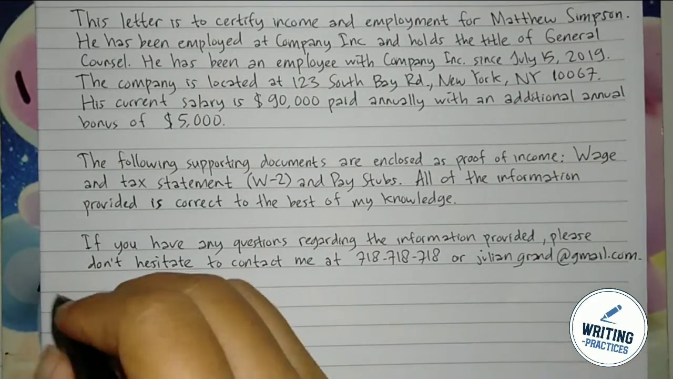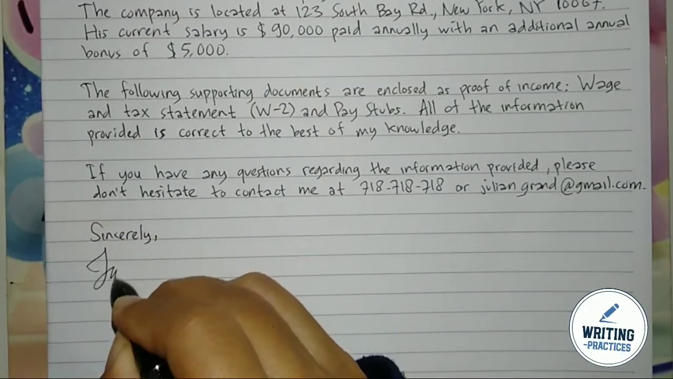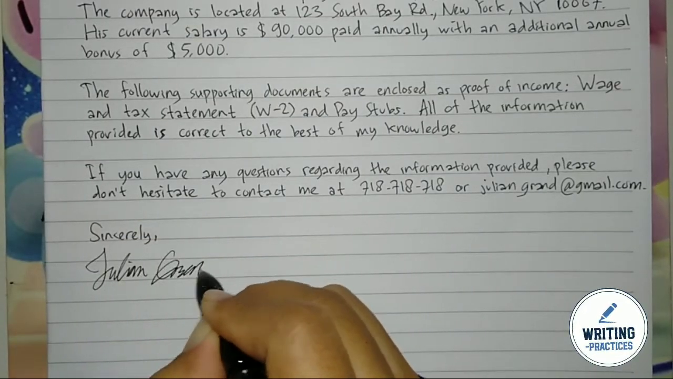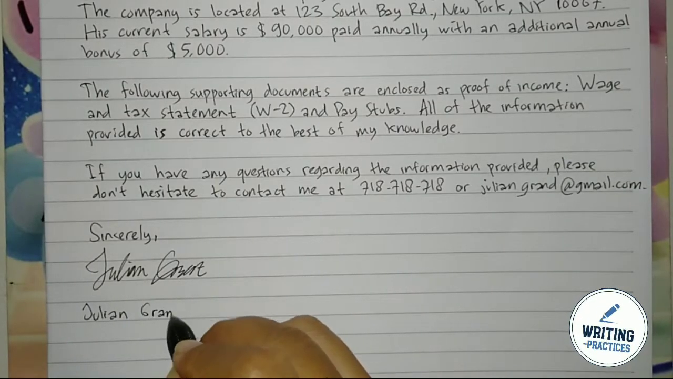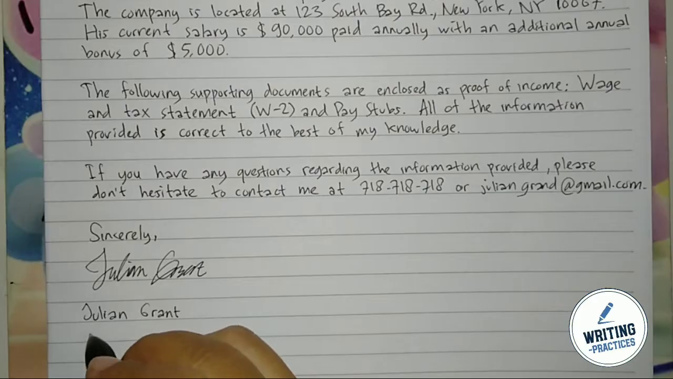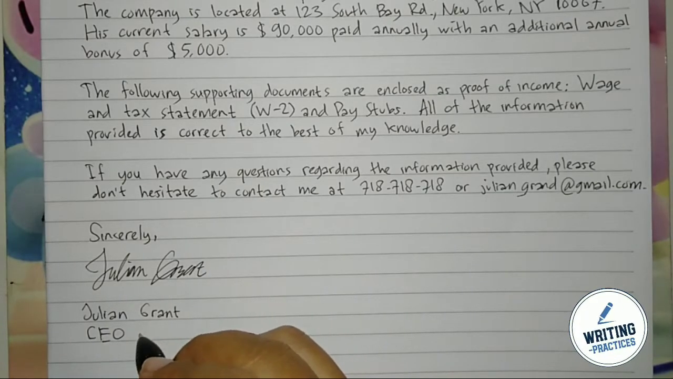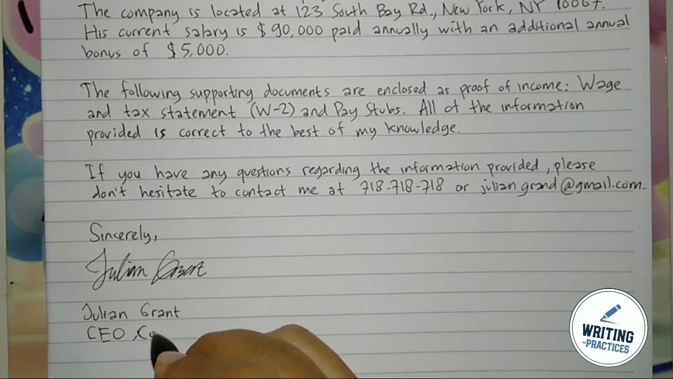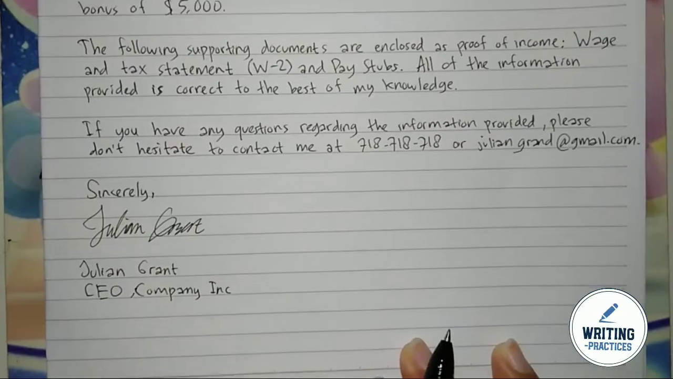And finally, close the letter with sincerely. Add your signature. Under it, write your full name. And write your title or occupation in the company as well as the name of the company. You can also mention your commission expired date.